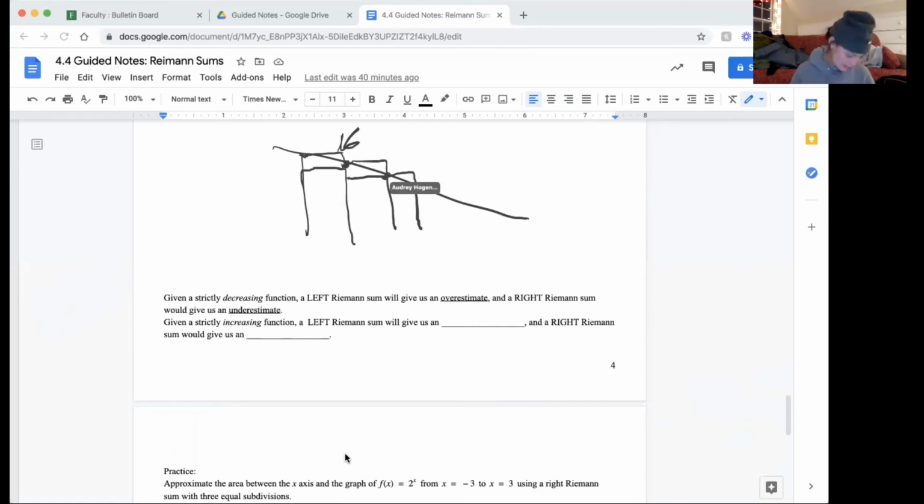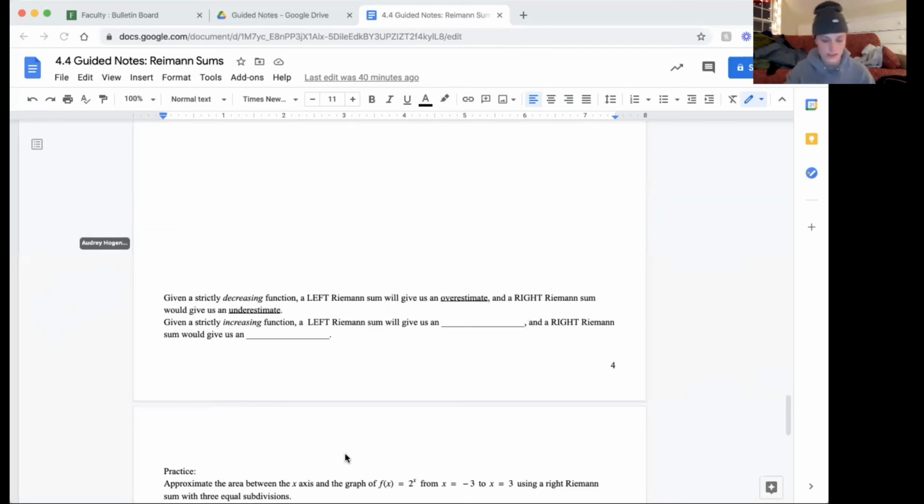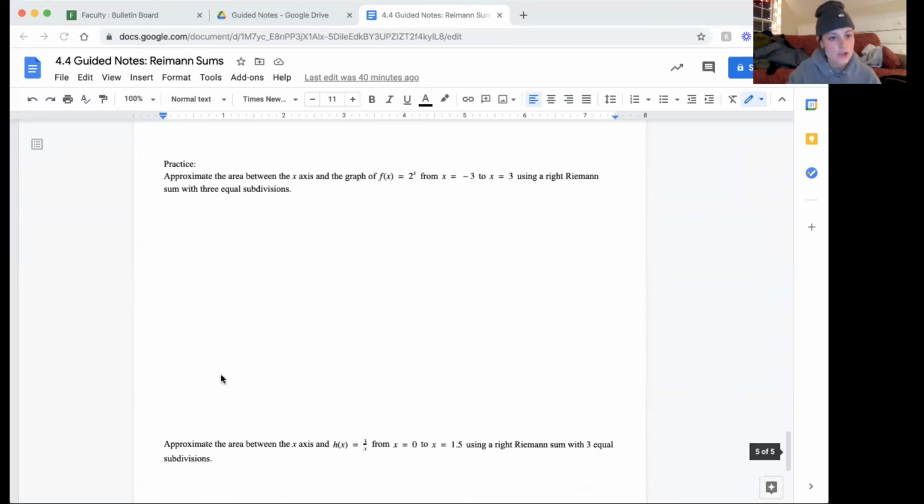And then for an increasing function, so if our function is going the other way, a left sum will actually give you an underestimate, and a right sum would give you an overestimate. Given strictly decreasing and strictly increasing. Obviously, if they're wiggling around like that, then you can't make any generalizations. And now we're going to do two practice problems.